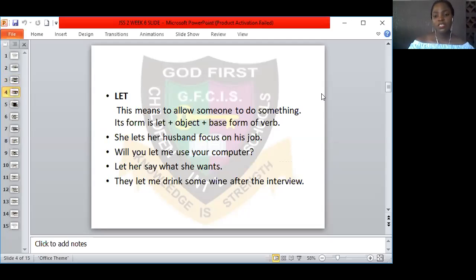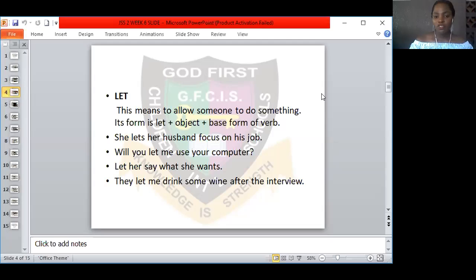So the first causative verb here is let. What is the meaning of let? Now, let means to allow someone to do something. Like I said earlier, causative verbs are verbs that allow one or make one to do something, that cause one to do something. So let means to allow someone to do something.